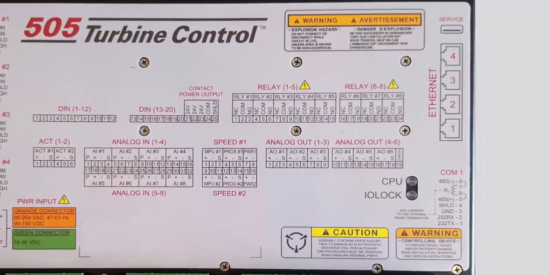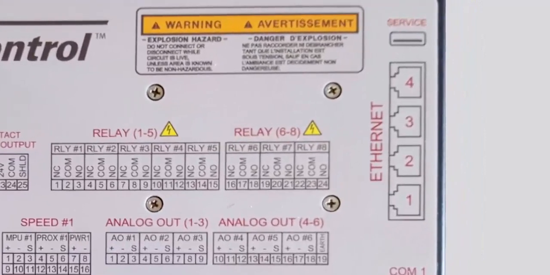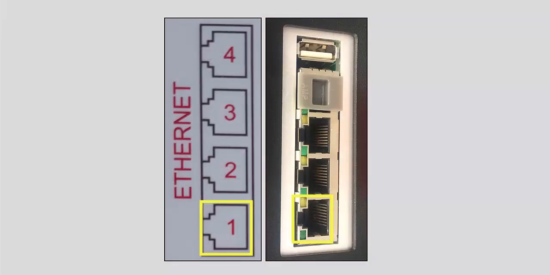The 505 controller has 4 physical Ethernet connections. The Ethernet 1, Ethernet 2, and Ethernet 3 configurations refer to the unit's physical Ethernet connections. Ethernet 4 is reserved and is not configurable through the front panel.